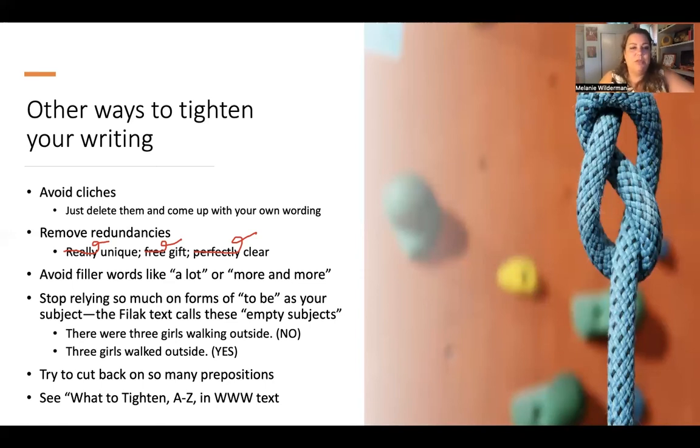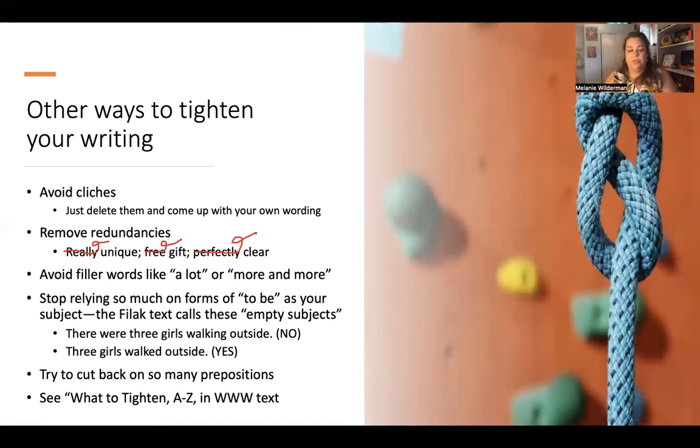But what I'm saying is right here in this sentence, we're using there were as the subject, when this sentence is clearly about the 3 girls. So use 3 girls up front as the subject. 3 girls walked outside. Or if you needed to change the tense, 3 girls were walking outside. That's fine. Just get that true subject, in this case, the girls, up at the front and get rid of the empty subject, there were.